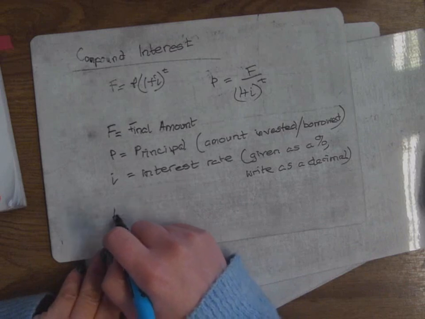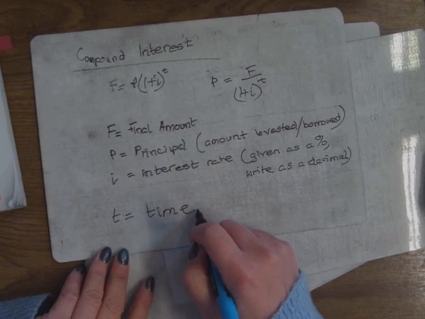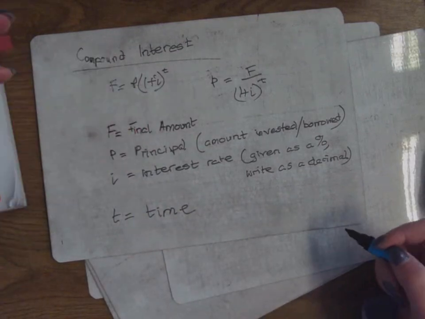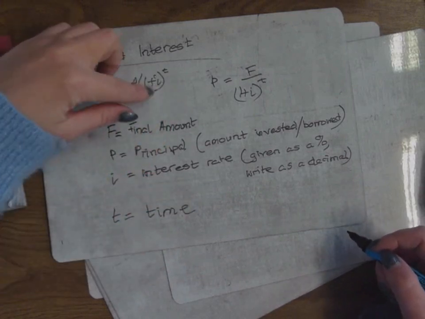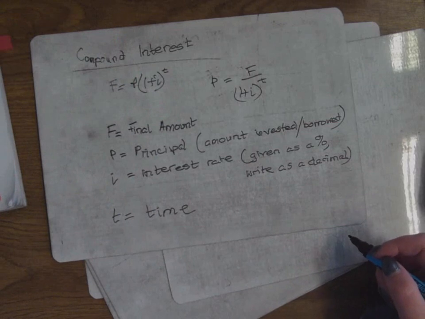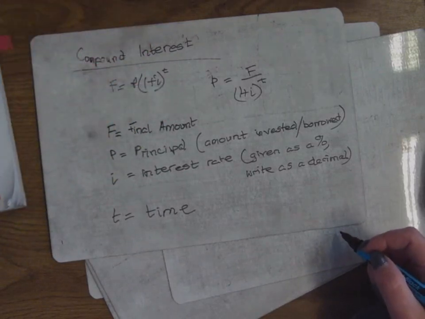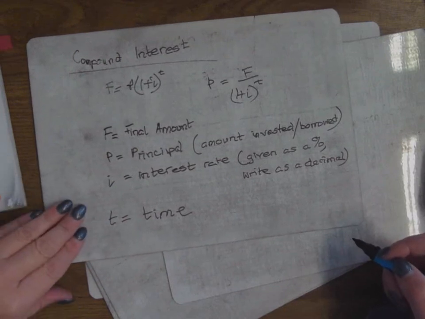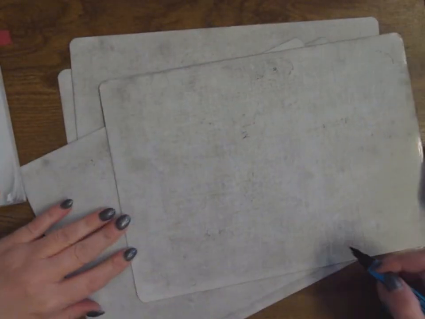And T is the time. It could be in months if they give you the monthly interest rate. It could be in years if they give you the yearly interest rate. They have to match, okay. They'll only not match in higher level. But you can do it per month or per year or whatever, okay. So an example, are we good? Example one.